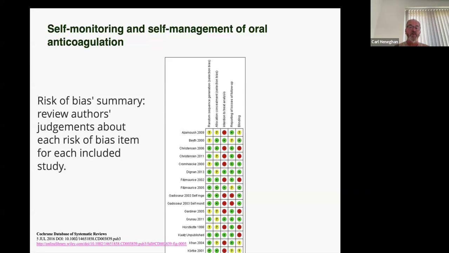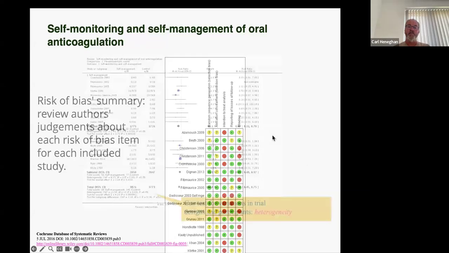Within the Cochrane review, what they do is have a risk of bias summary. This is the review author's judgment about each risk of bias item. And as we say, the 5 risk items are random sequence generation, allocation concealment, intention to treat, reporting of losses to follow up, and blinding. And for each one, green is okay, that's low risk; red is a risk of bias, that's high risk; and the question marks are unclear.